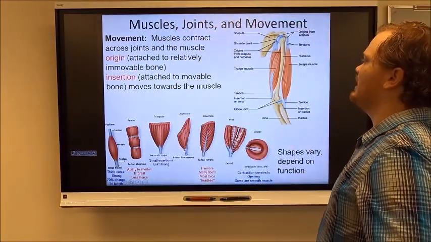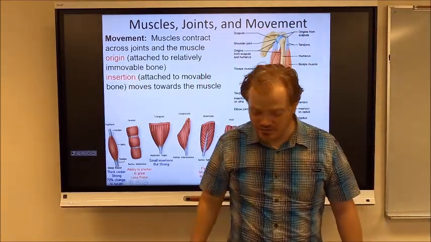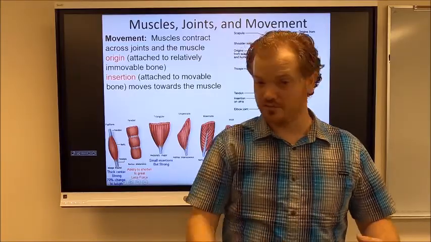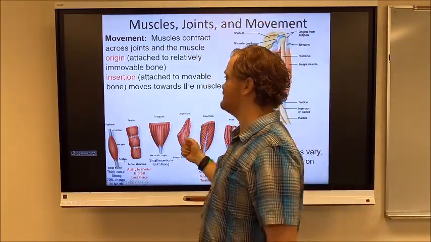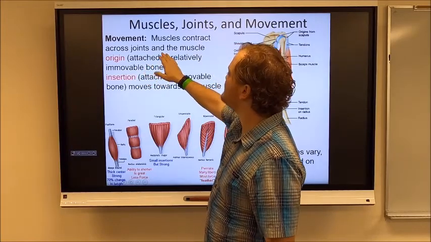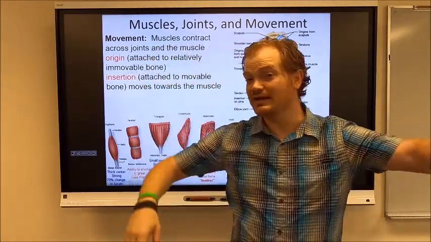Muscles, joints, and movements. Muscles move, so they all will have an origin and an insertion, in some cases more than one of these, okay? But an origin and an insertion, all muscles have these. An origin is a point that is relatively immovable when the muscle flexes, whereas the insertion point is movable.